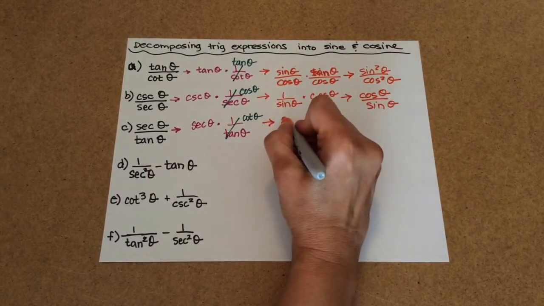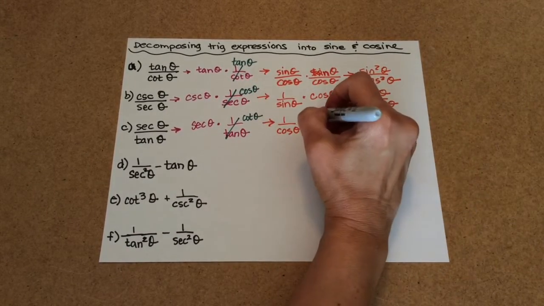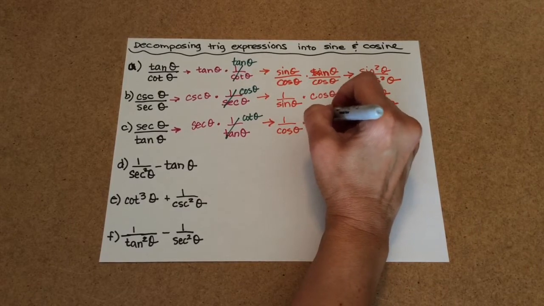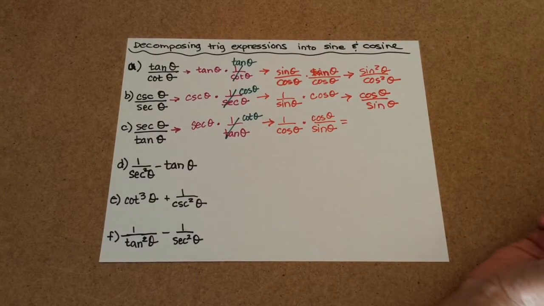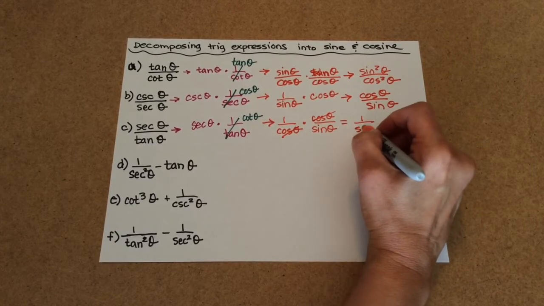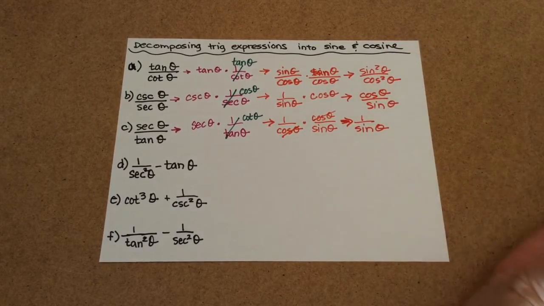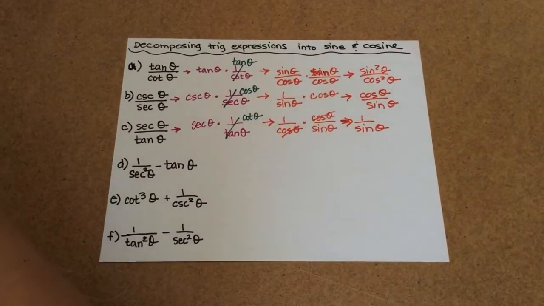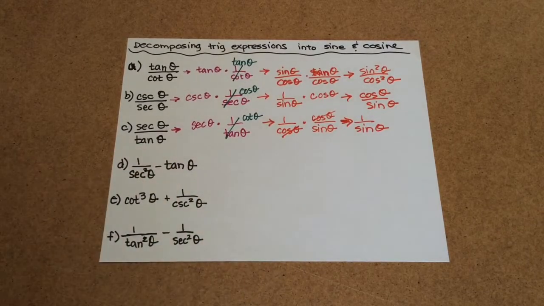Secant is the reciprocal of cosine, so 1 over cosine theta. And cotangent is cosine of theta over sine of theta. And then we can simplify. And in fact, I'd like to cross-simplify first. Now, this final step that I'm doing here, where I'm simplifying into one term, is just an extra step. At some point, you'll have to do that anyway. I'm not going to do that with these next three, though. I'm just going to decompose them into sine and cosine and walk away and be done with them.